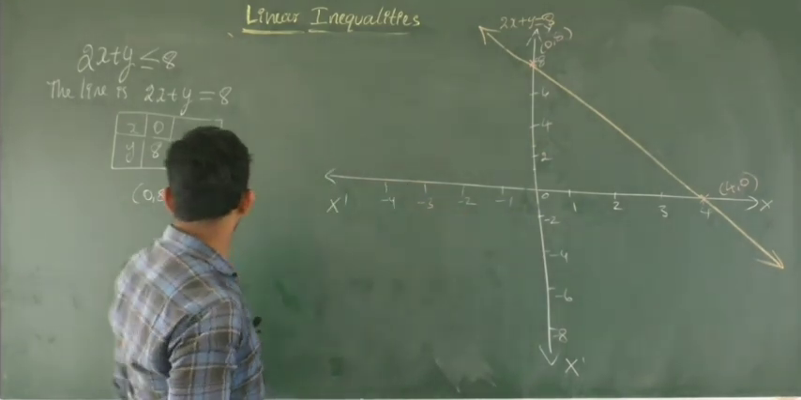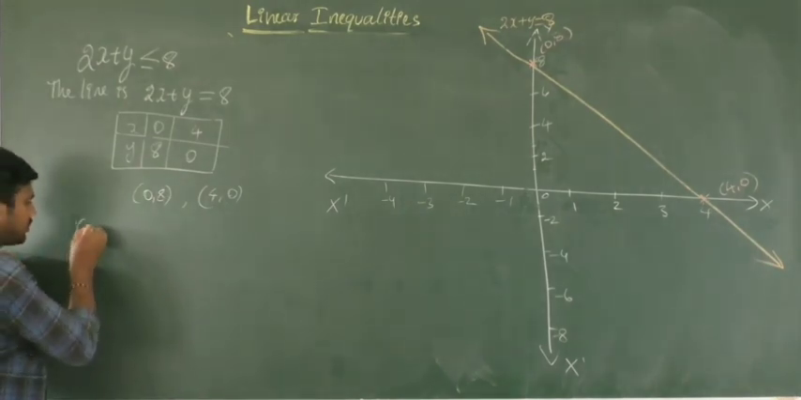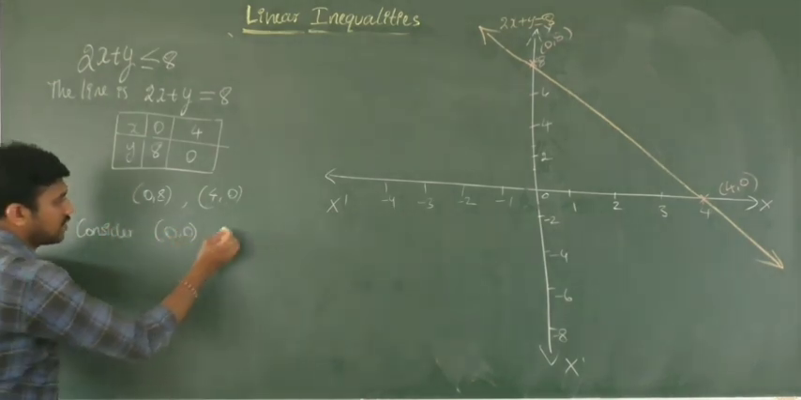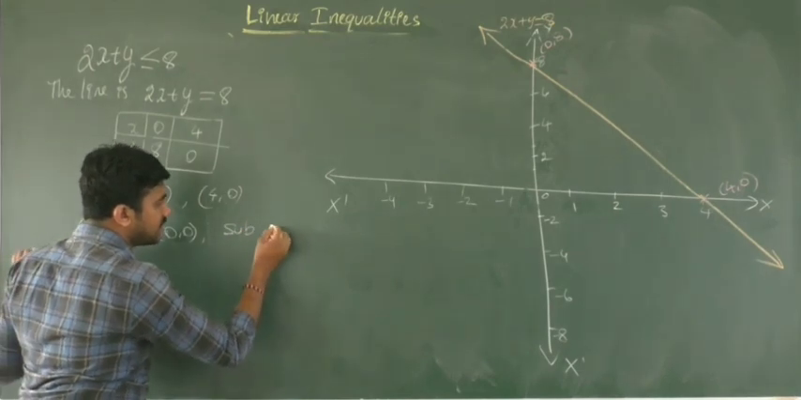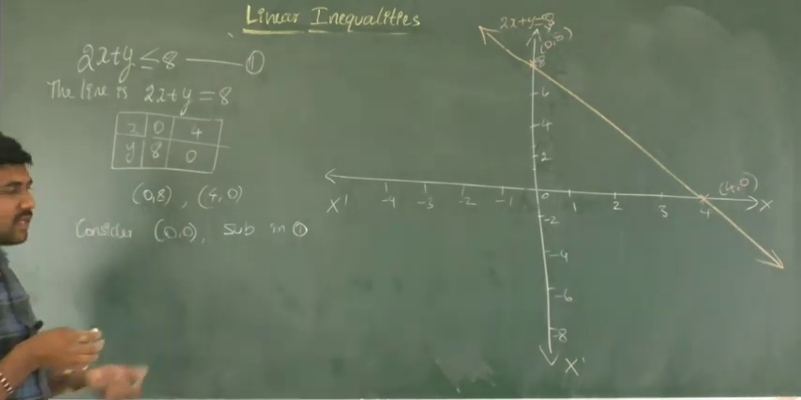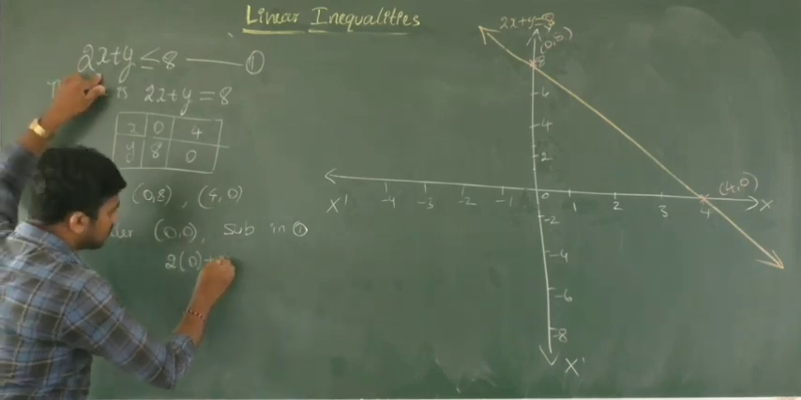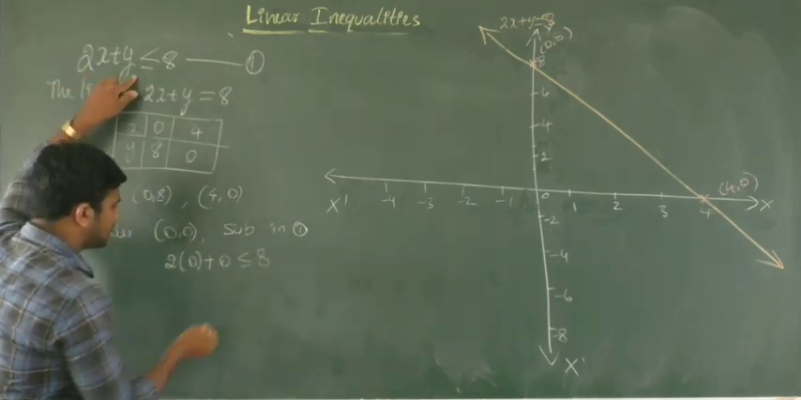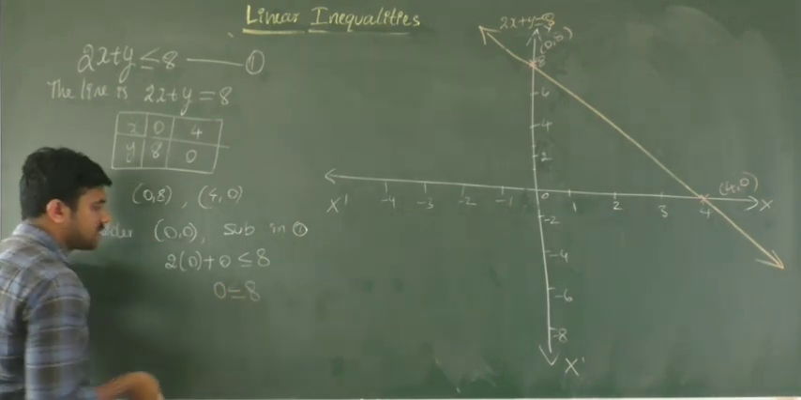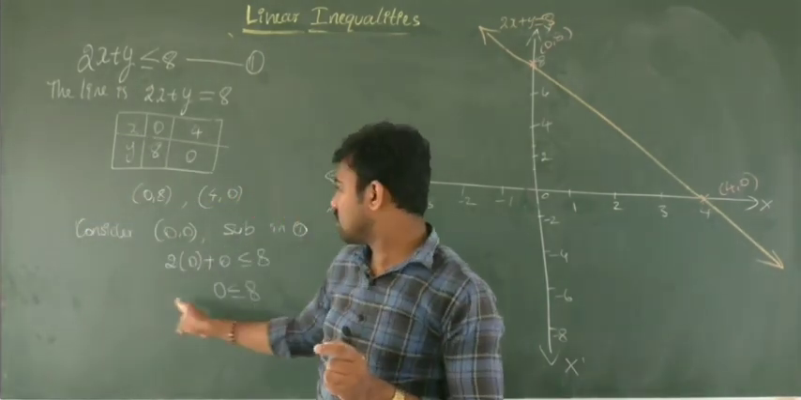Okay, so for that consider the point 0, 0. Consider the point origin and substitute the coordinates in the equation. The given inequality I'll consider as number 1. Okay, I'll substitute. So what will we get here? 2 into 0 plus 0 less than or equal to 8. Whether 0 is less than or equal to 8, clearly 0 is less than 8.